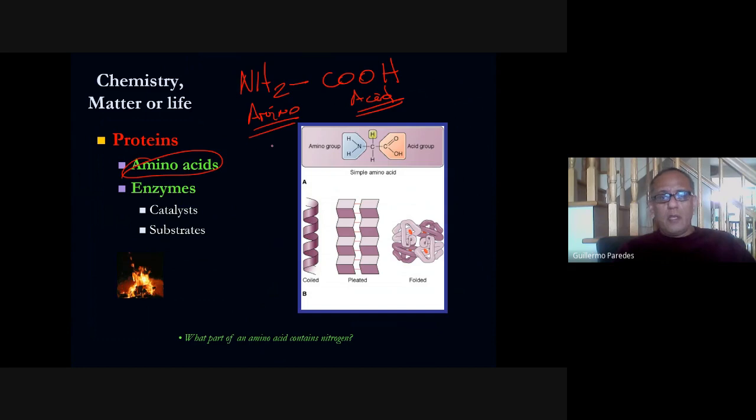Amino acid. All right, so just remember the first source of energy that we have is going to be carbohydrates. The second source is going to be fat. The last source will be proteins.